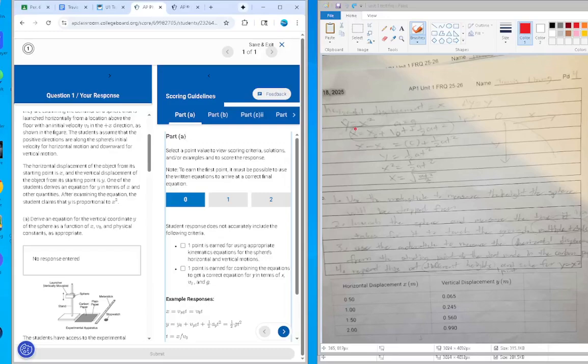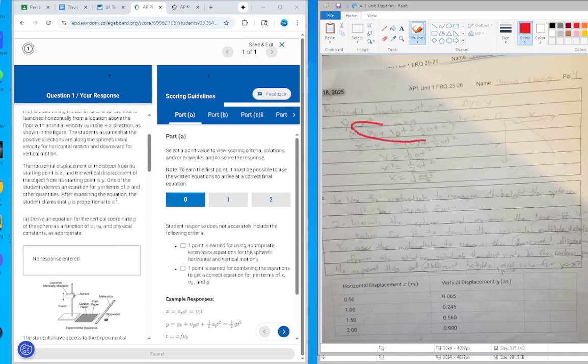For the Unit 1 test FRQ part, part A is asking us to derive an equation for the vertical coordinate y of the sphere as a function of x, v0, and physical constants as appropriate. So in the work I did here, we were given that y equals x squared, so I put y equals x squared, and since it was a projectile motion problem, I put acceleration is equal to gravity.